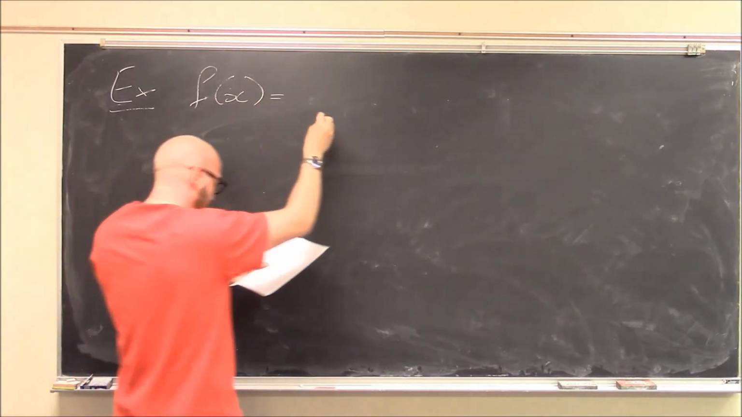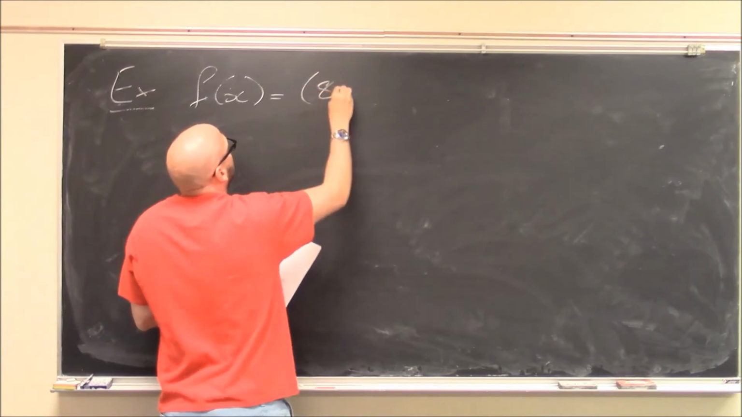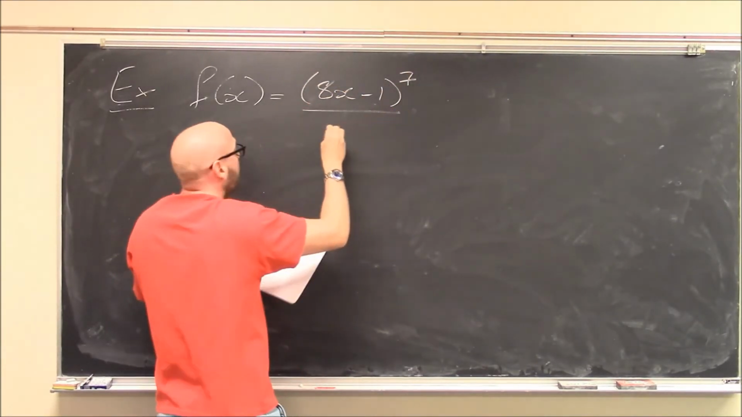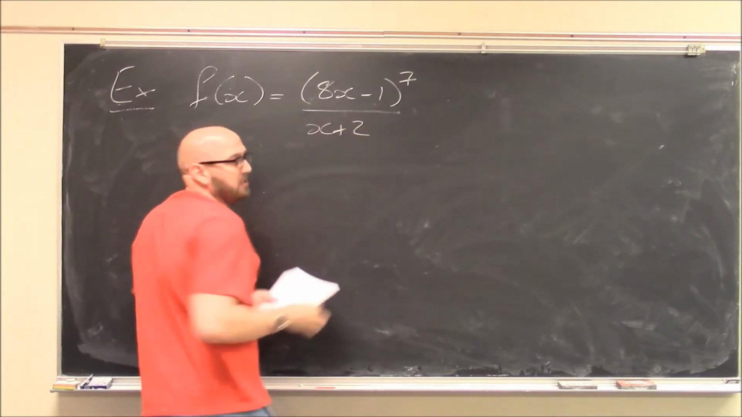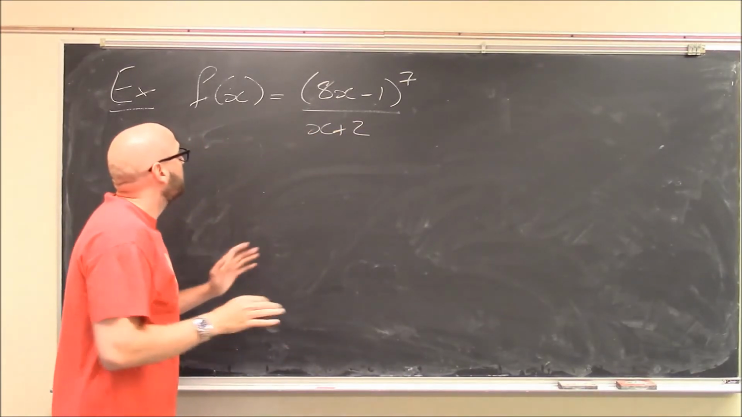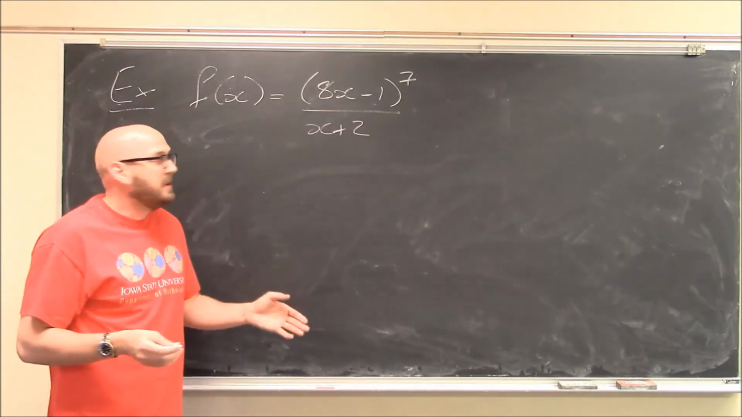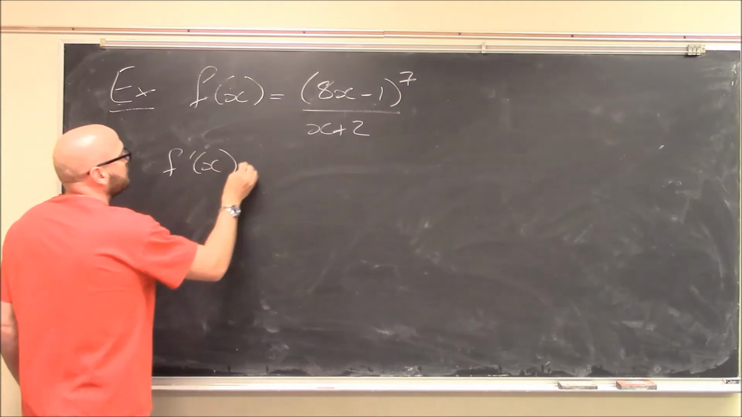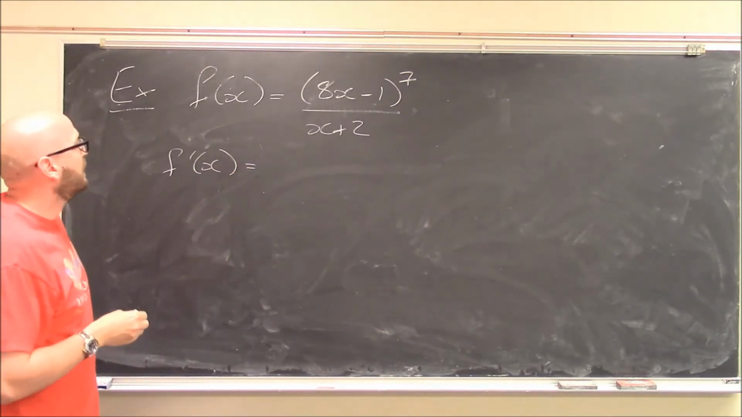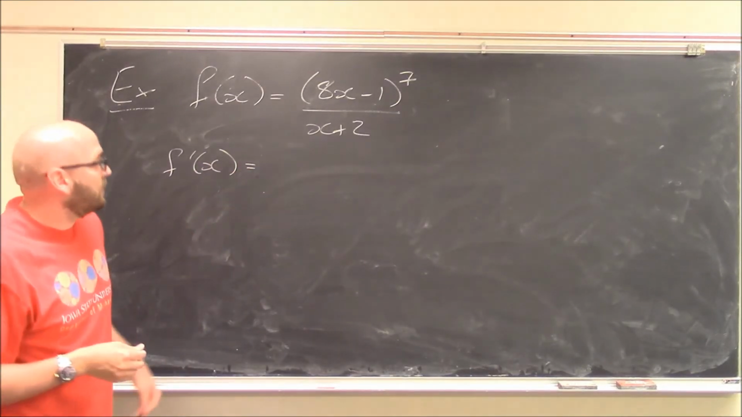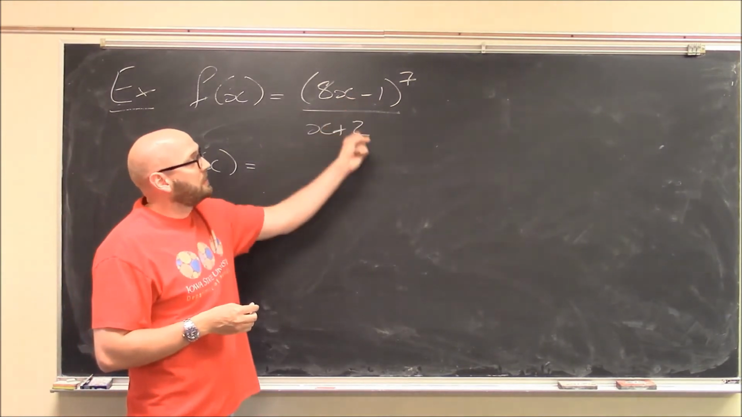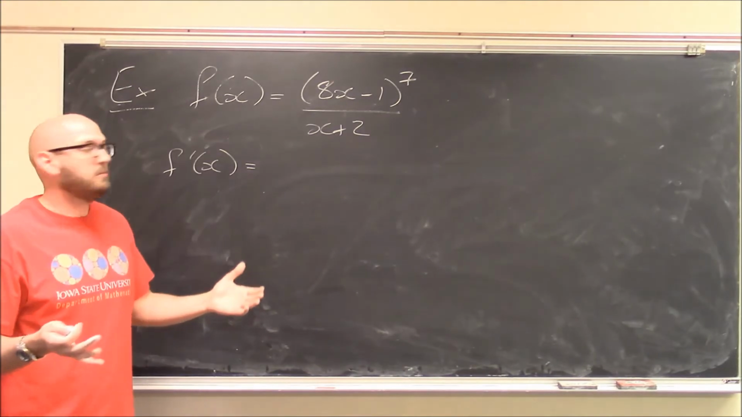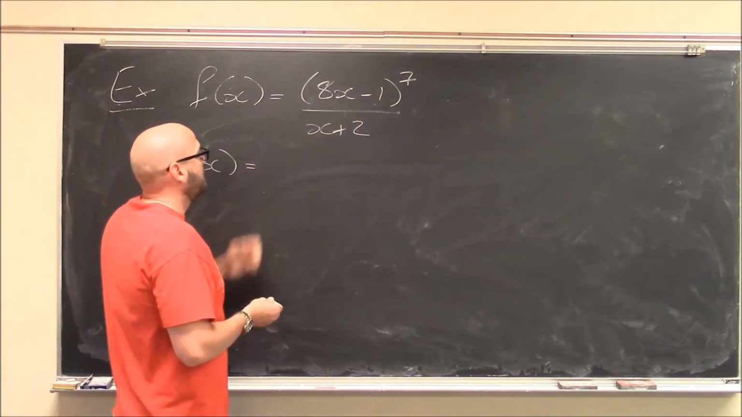So here's our function, f of x is (8x - 1) to the power 7 over x plus 2. I think I will skip any heavy algebra that comes up here. We'll strictly differentiate this. And how do I differentiate it? Well, you look at the form, and what's the form? First and foremost, it's a quotient, right? So how do I differentiate quotients? Quotient rule.